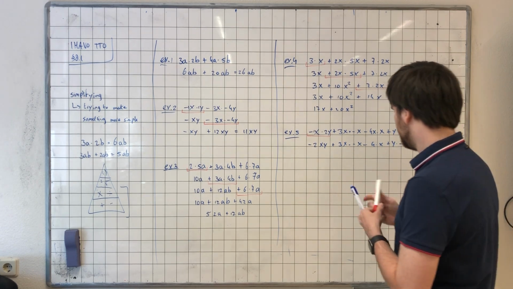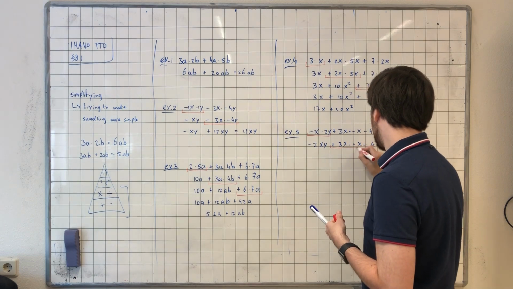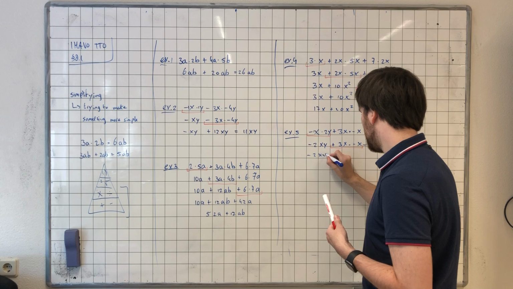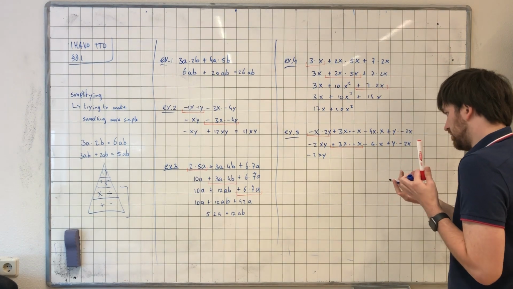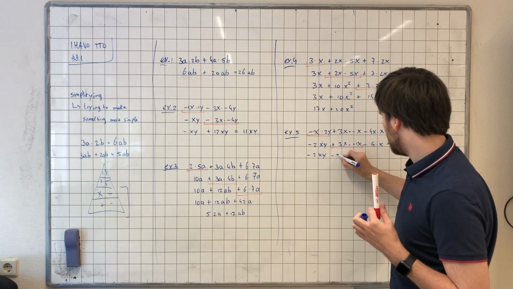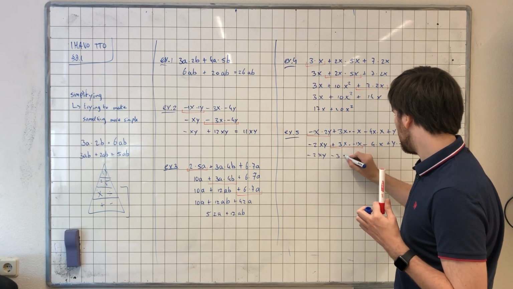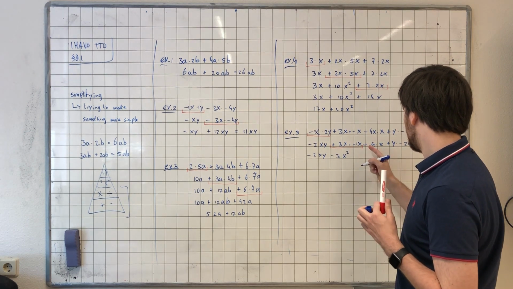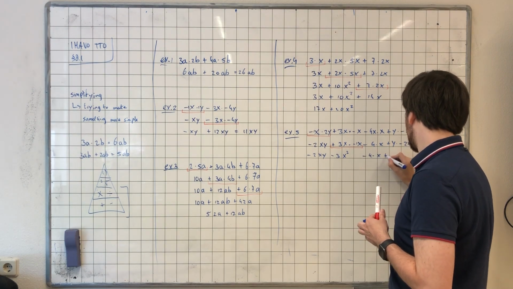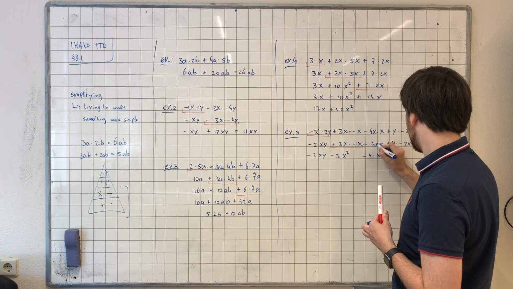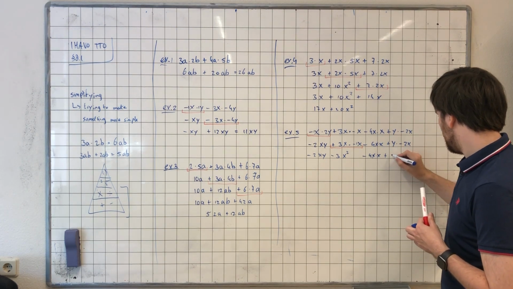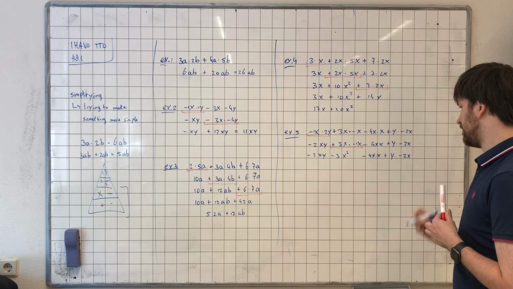Next part, plus 3x times minus x. So minus 2xy, we just write it down because it's still there. Plus 3 times minus 1 is minus 3. X times x is x squared. Minus 4x times x. I made a small error, but I fixed it. Plus y times minus 2x.